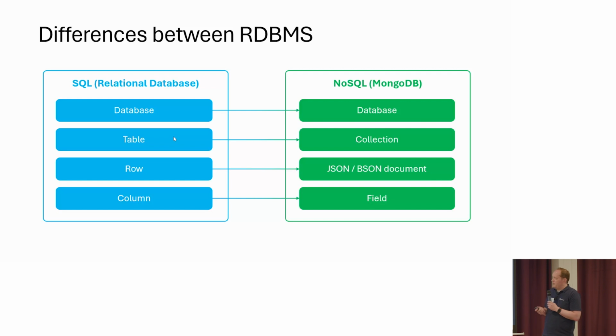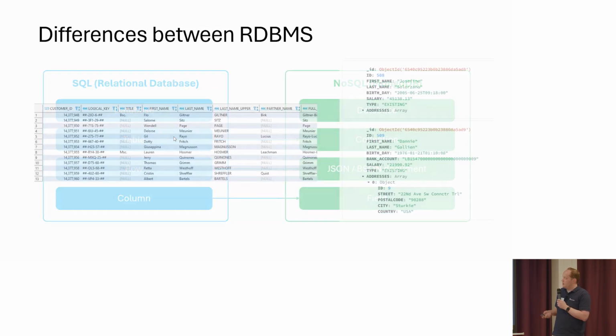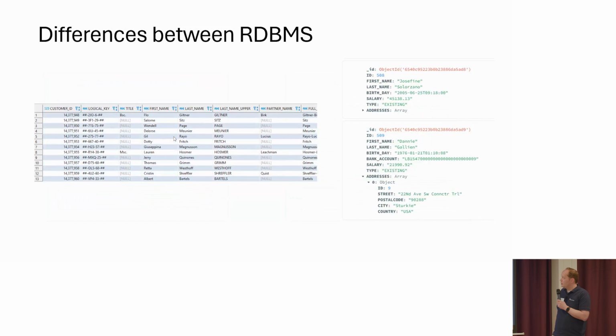In your relational database, an Oracle or SQL Server database, you would find databases containing tables. The tables contain rows and columns. In a NoSQL database like MongoDB, which is a document store, there are 4 different types of NoSQL databases, but MongoDB also contains databases. But within a database, you would have collections with documents, JSON or BSON documents, and these documents contain fields. So this is what it looks like.